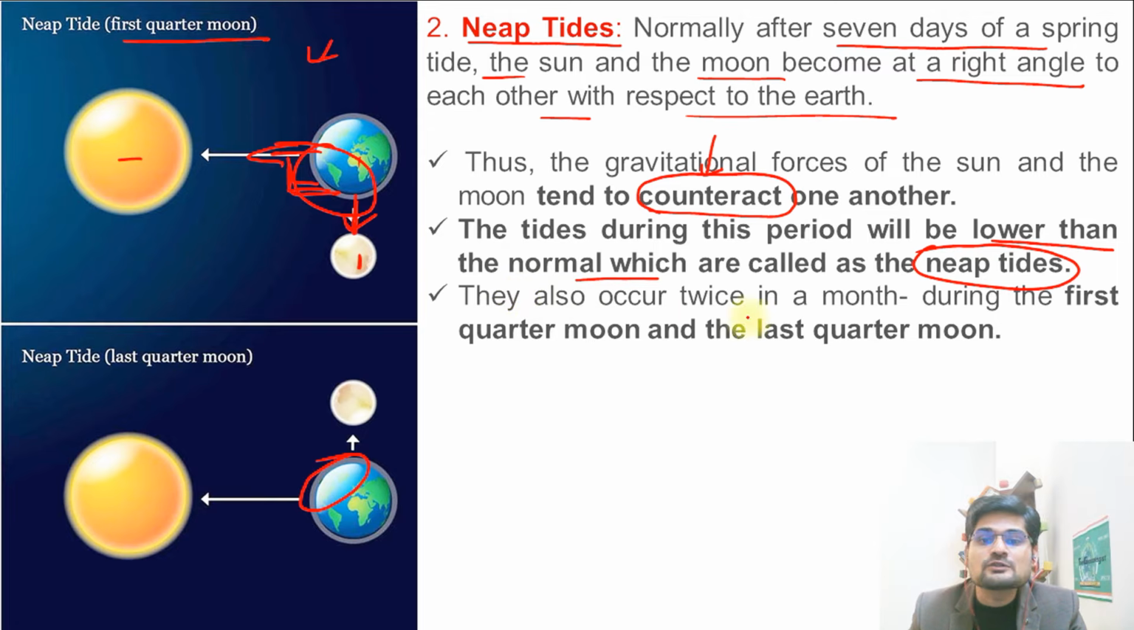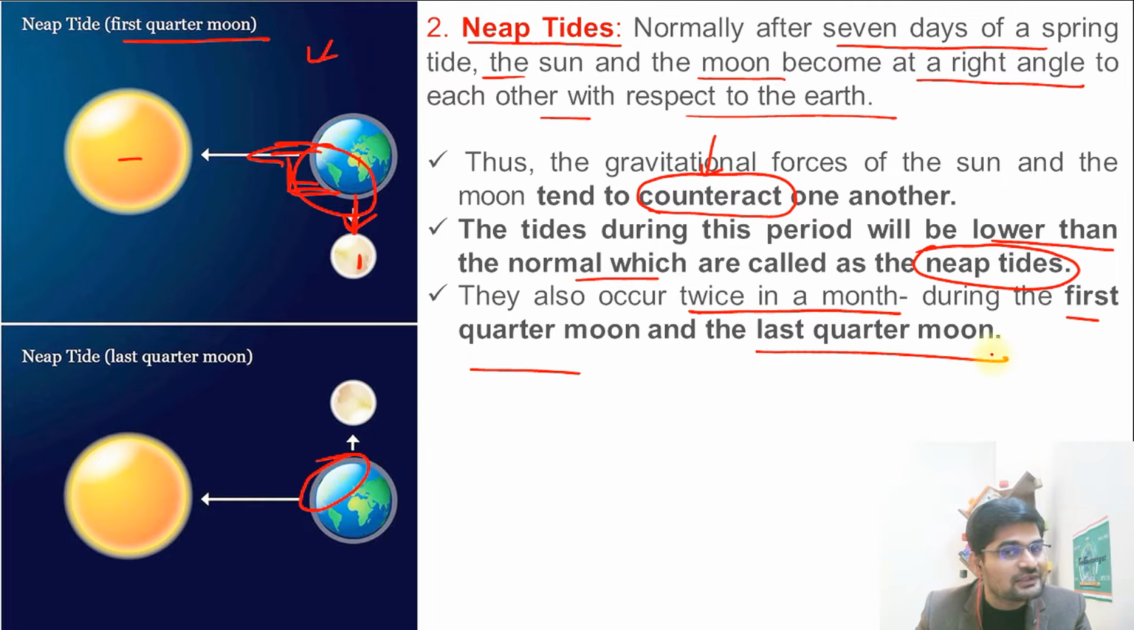And remember, they also occur twice in a month, during the first quarter as well as the last quarter, right? So that is important to remember. But spring tide happens, remember, 2 times in a month, that is during full moon and new moon. So these are the points to remember in terms of the gravitational pull. That was the second part of the tides.